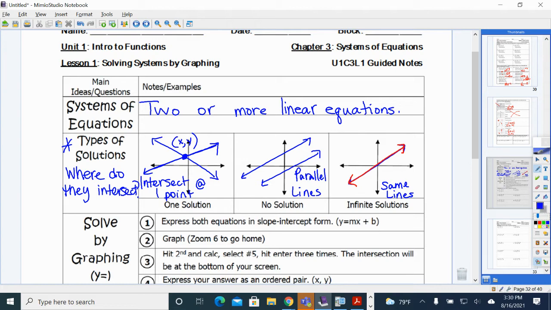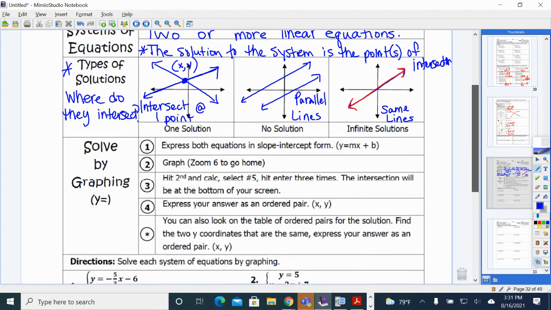So again, to solve a system, you are looking for where do they intersect. Let's add that. The solution to the system is the point of intersection. Actually, I'm going to put an S here, because it could be more than one point.